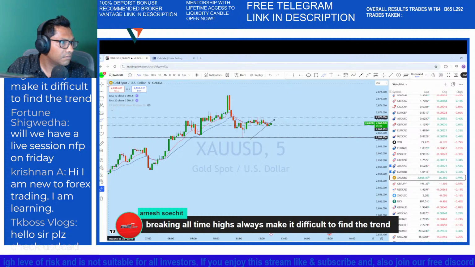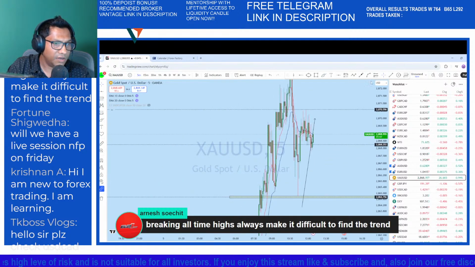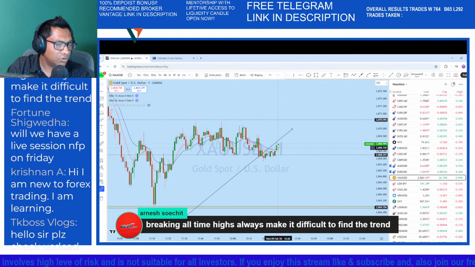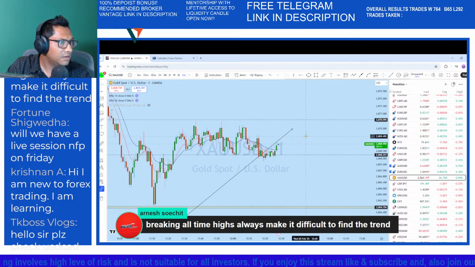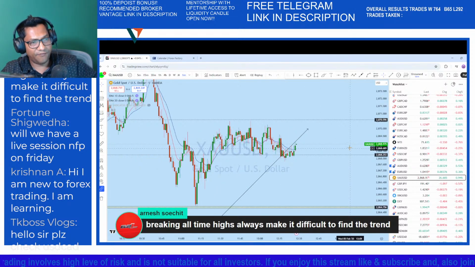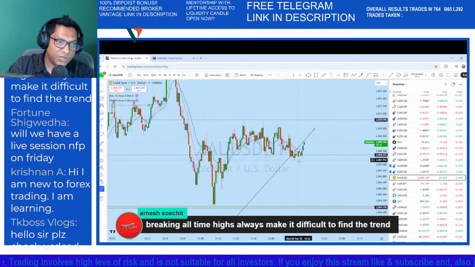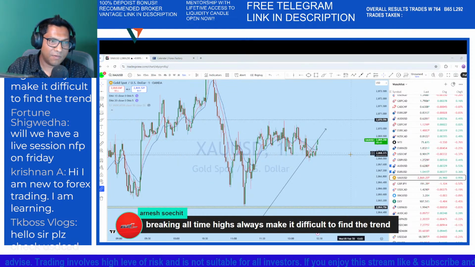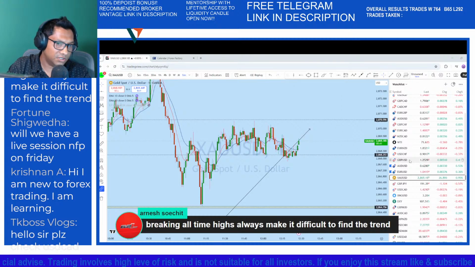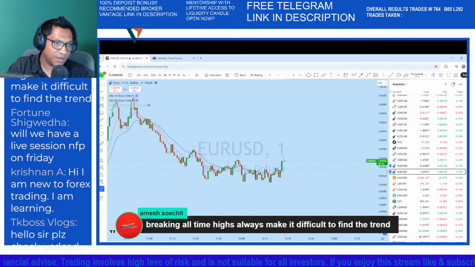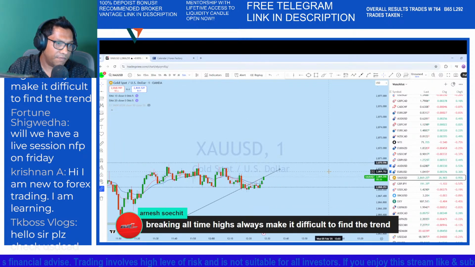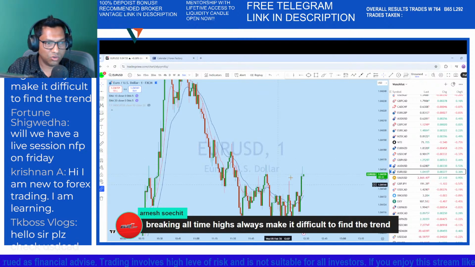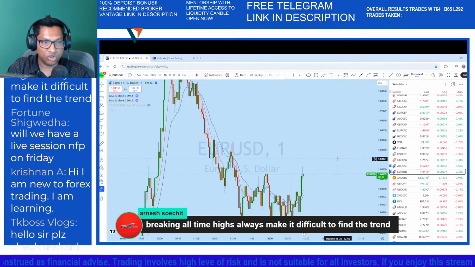XAUUSD as well, lower time frame. Here is a slow gap open. This is a very unpleasant market for me to enter, because you can see it's pretty choppy, and in this kind of market, whenever you enter, it just returns back and reverses. That's a very, very not good market to trade on. Looking at euro dollar, also pretty choppy.